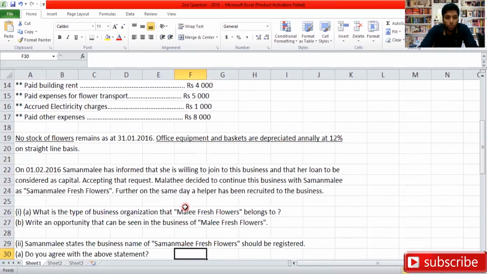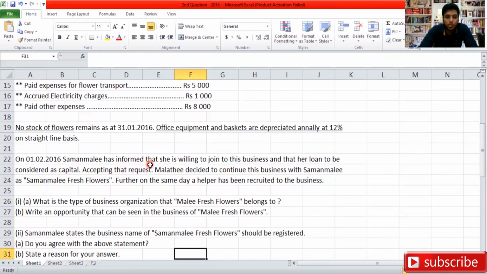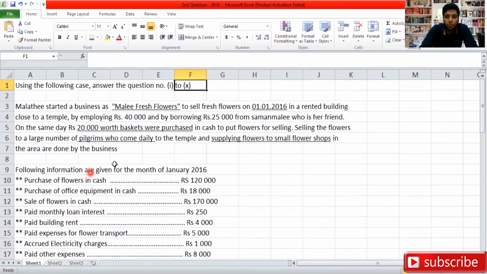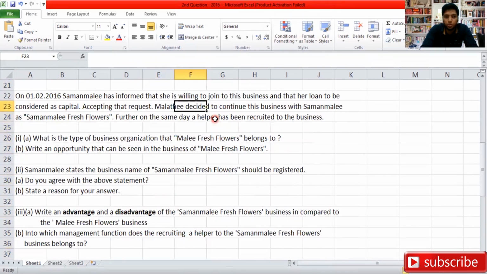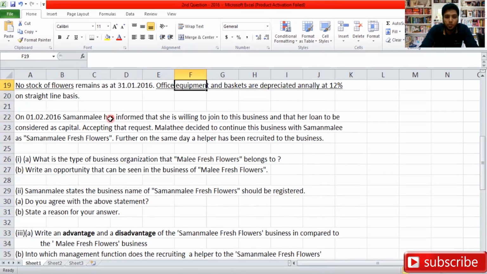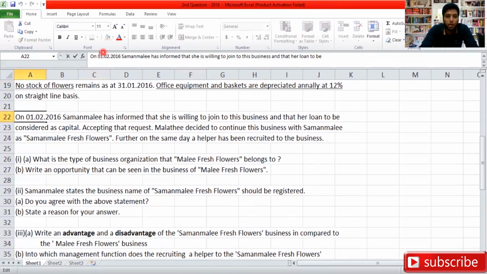On 1st to 2016, Saman Mali has informed that she is willing to join the business and that her loan be considered as capital. Now, Saman Mali has invested some money into the business. As you all know, she gave 25,000 to Malati here. So now she's saying, no, let it be the money I have invested in your business. I'll be a partner with you. So let's move on to the next part. Now, Saman Mali is becoming a partner on 1st to 2016, not on the previous month.